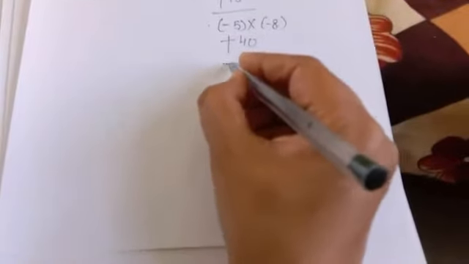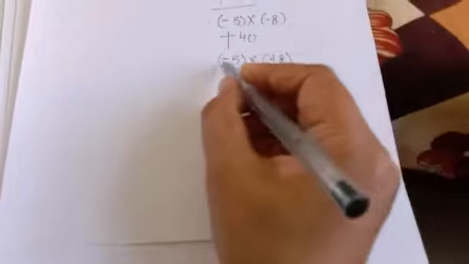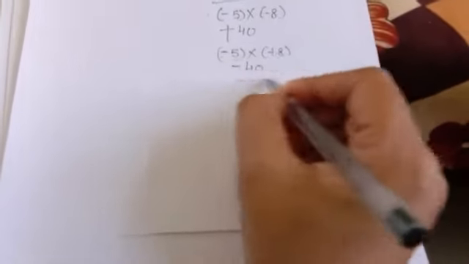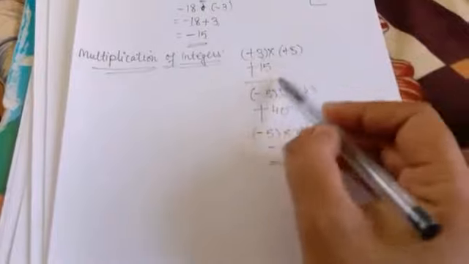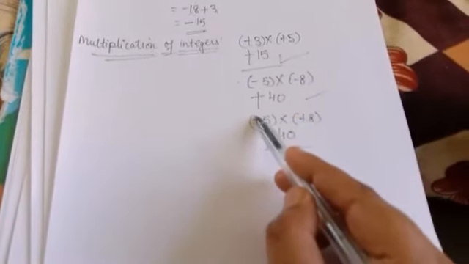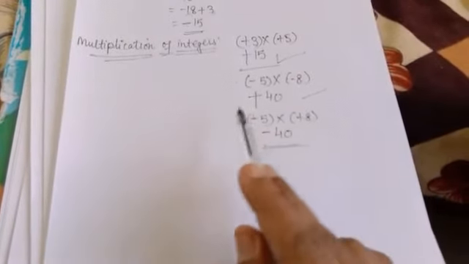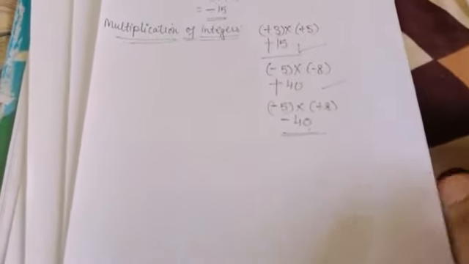One more, minus 5 multiply plus 8, plus minus is minus. 8 5s are 40. Got it? When two numbers are with the same sign positive, answer would be positive. When both are with the same sign negative, answer would be positive. When alternate signs are there, positive, negative or vice versa, answer always will be negative.